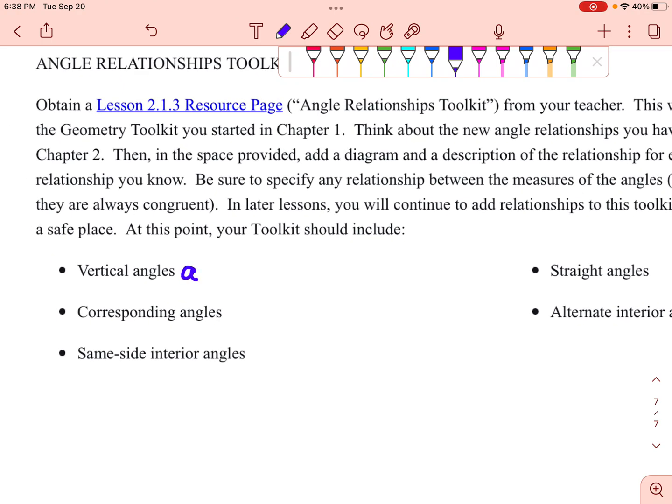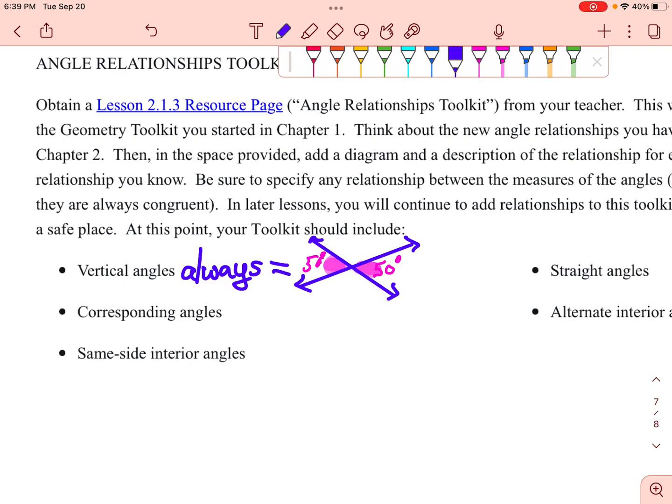So vertical angles are always equal. And vertical angles are created when two lines intersect. Okay, you only have two lines. And then in your notes, I'd like you guys to go ahead and draw a picture. And this is probably the most important part. And again, if you want to put angle measures, like for example, 50 degrees, 50 degrees. Okay, vertical angles are always equal.